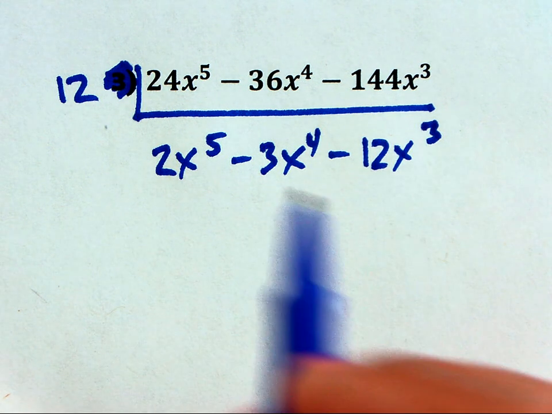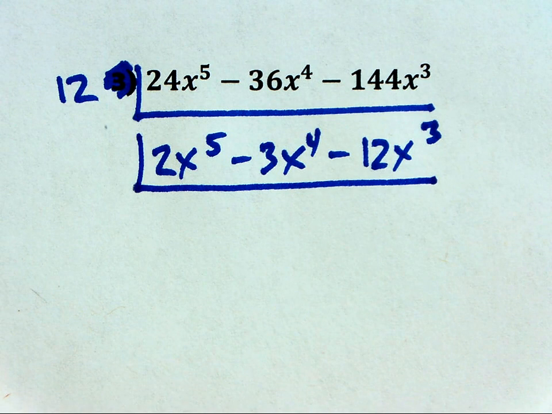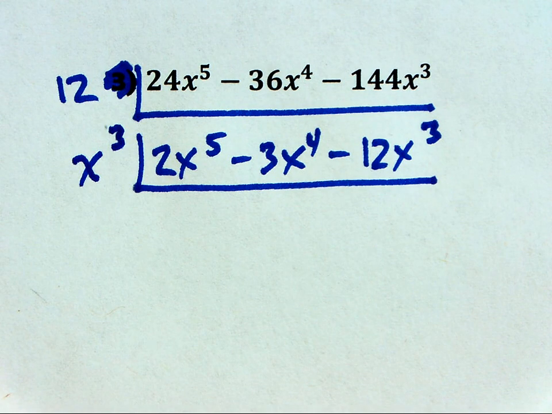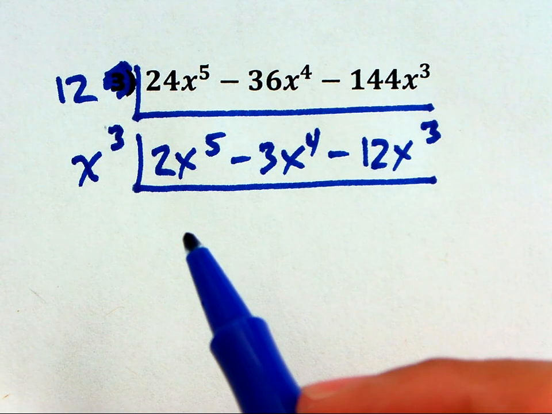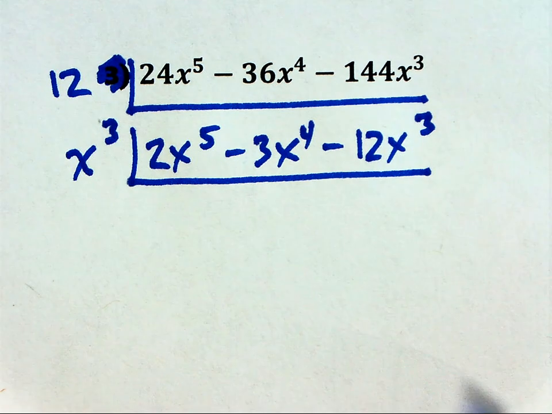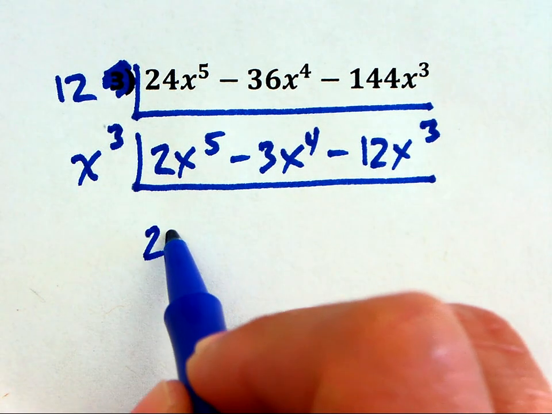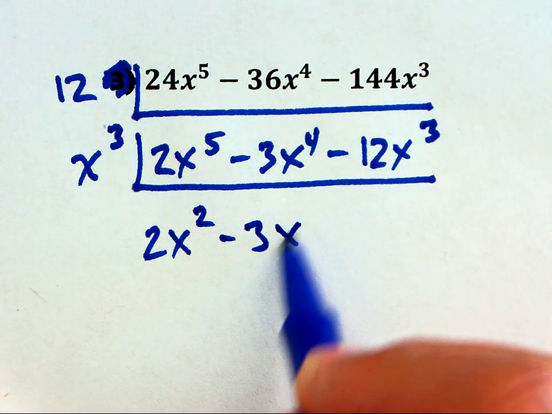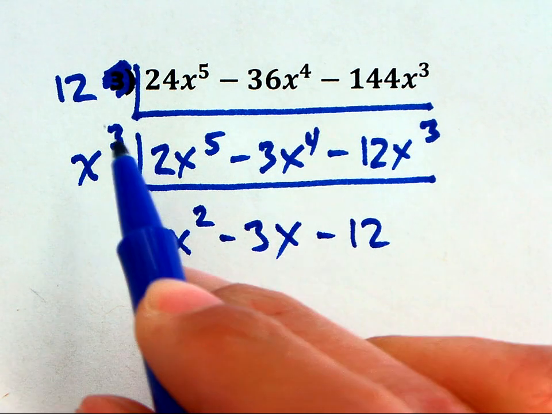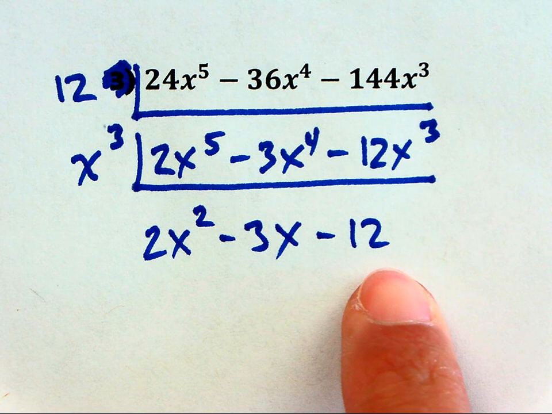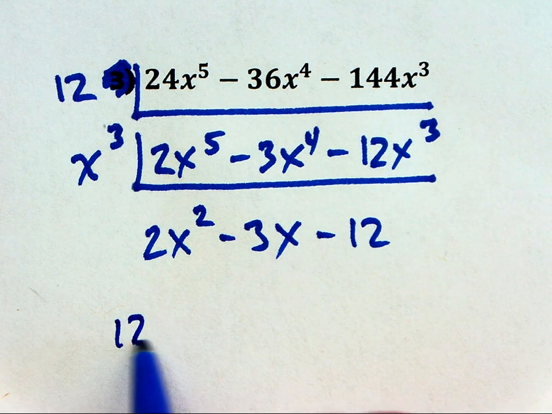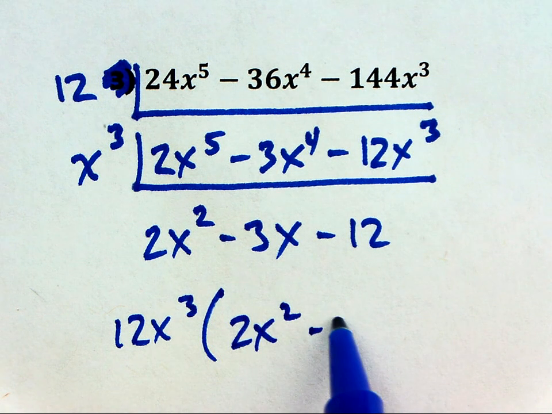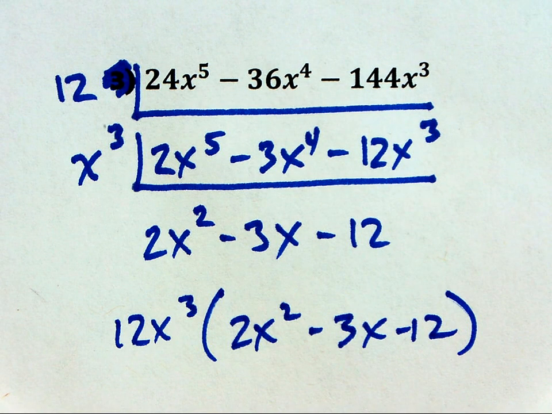Now we can move on to the powers, right? 5th power, 4th power, 3rd power. Each term has at least 3 powers of x, so that's what we can divide out. And remember, we're going to just subtract exponents. So a 5th power divided by a 3rd power will leave us with a 2nd power. A 4th power divided by a 3rd power will be a 1st power, and a 3rd power divided by a 3rd power is nothing, it's just a constant. So we've got 12x to the 3rd, that's our GCF, and then 2x squared minus 3x minus 12 is the other factor.